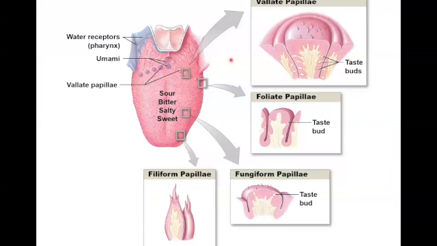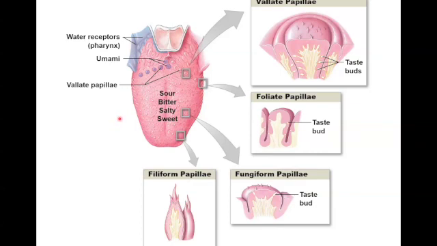So again, we said the four different types: vallate papillae, located on the back, 10 to 12, most numerous taste buds. And one other thing about all papillae in general, or rather, all taste buds. We just said vallate papillae, foliate papillae, fungiform papillae, they all contain taste buds, right? The only one that does not contain taste buds is the filiform.